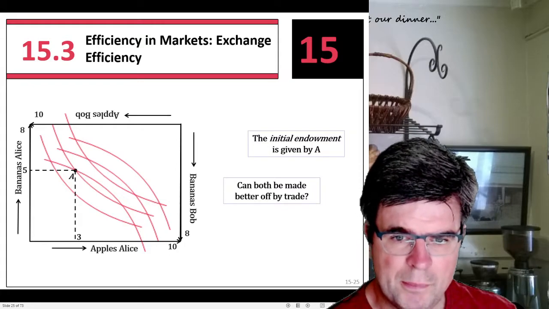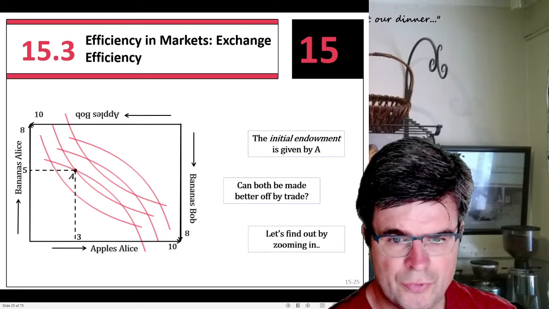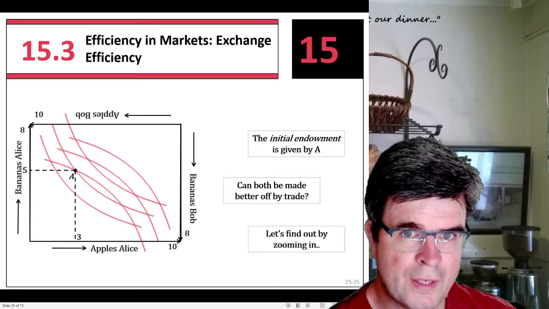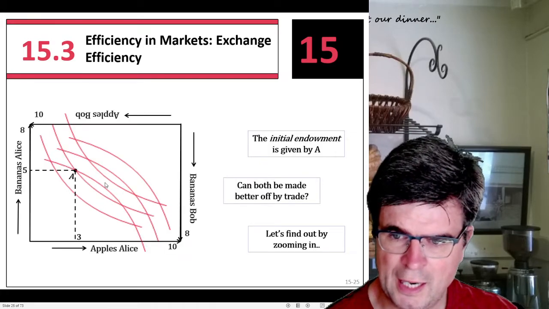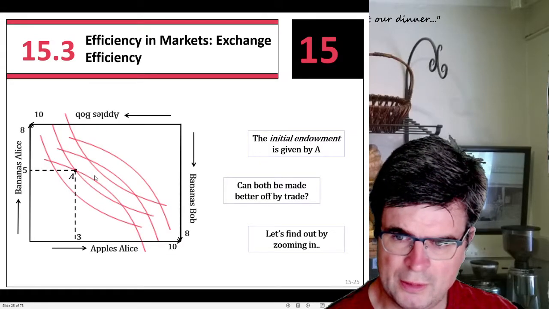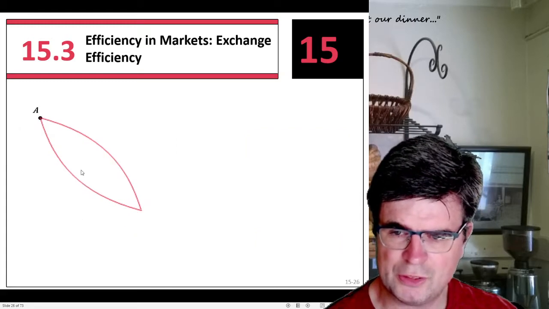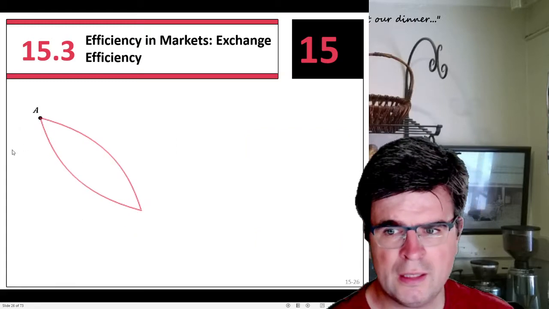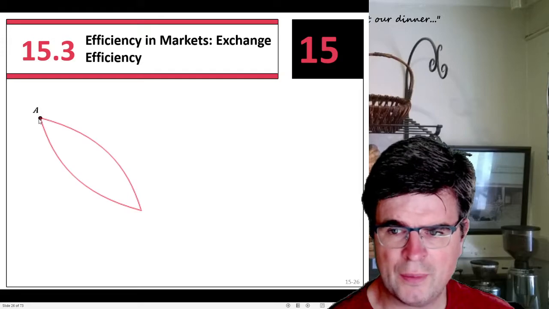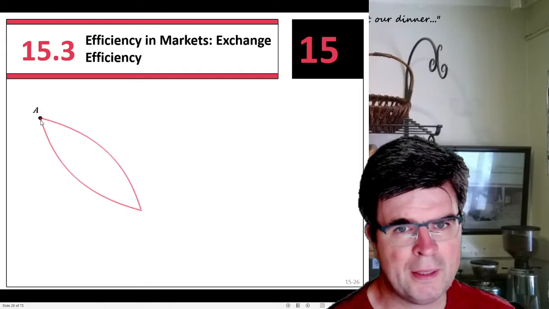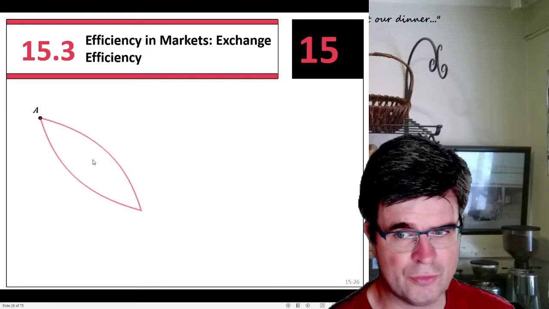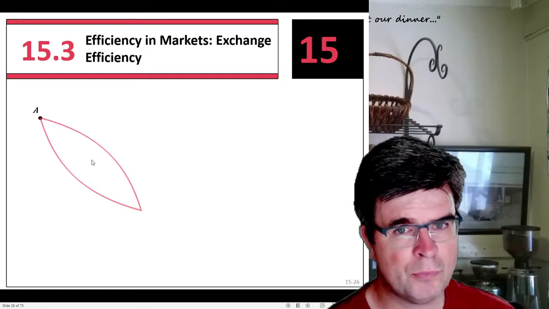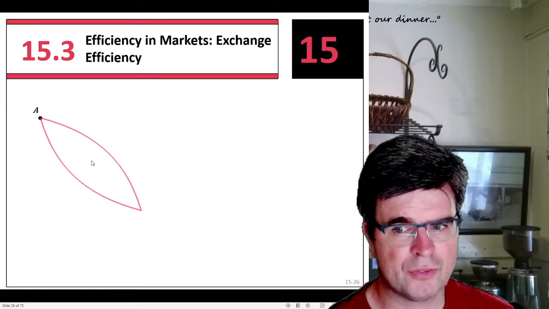So can they be made better off? Well, to find the answer, let's zoom in a little bit. So now we zoom in on this area that is between these two indifference curves, which is this area. And you readily see that if instead of allocation A, Bob and Alice would reach an allocation that is within these two indifference curves, then both of them would arrive at a higher indifference curve.